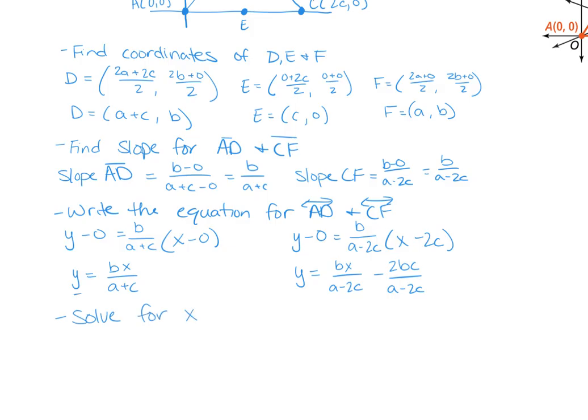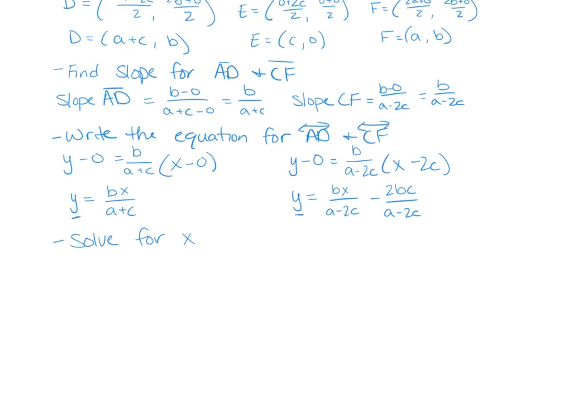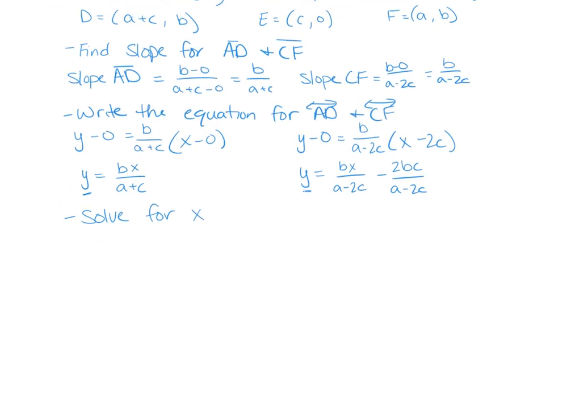Okay, so both of these y's are the same y's, so I can substitute one y into the other equation. So I'm going to set both of those equal to each other. So I would have bx over a plus c equals bx over a minus 2c minus 2bc over a minus 2c. Okay, once I simplify that, I'm going to end up with x equals 2a plus c over 3.